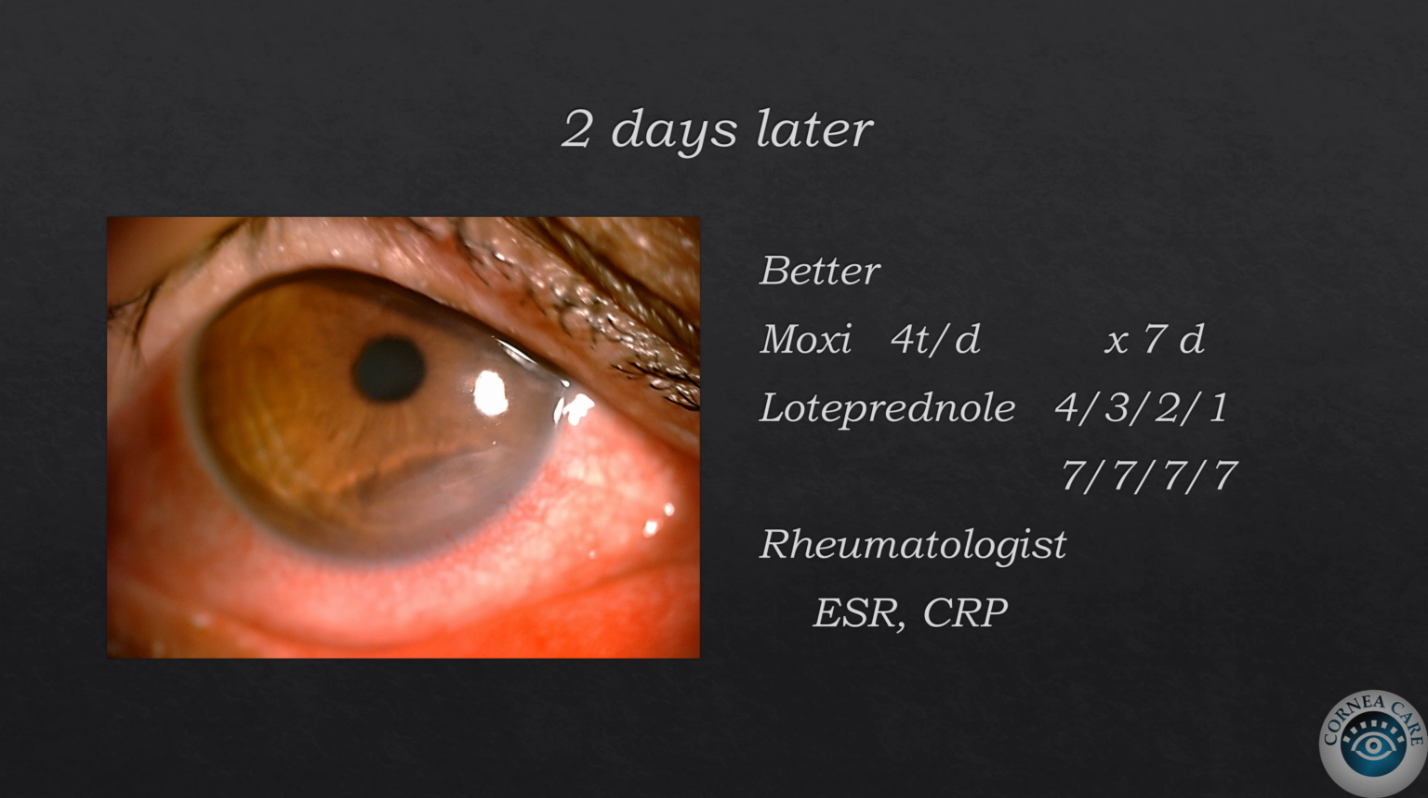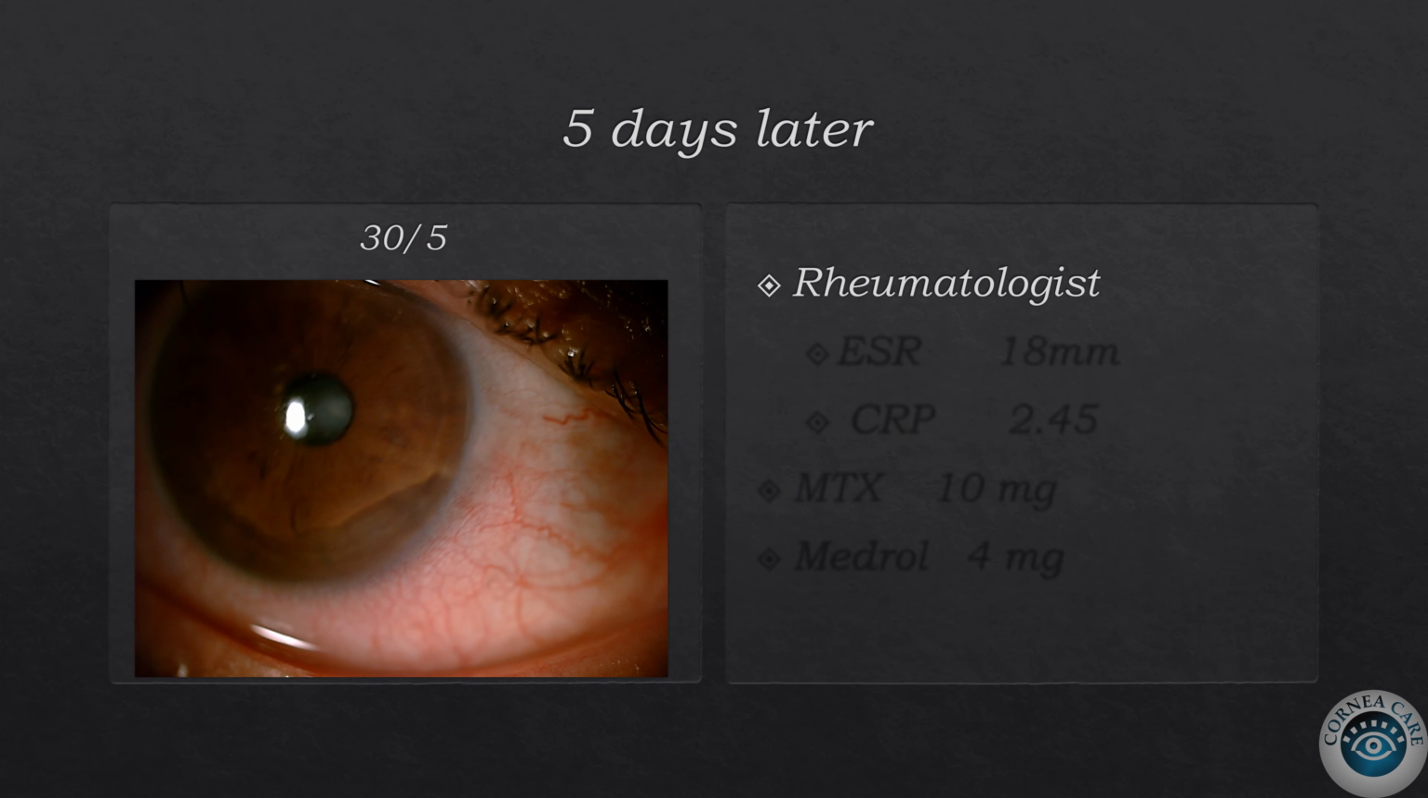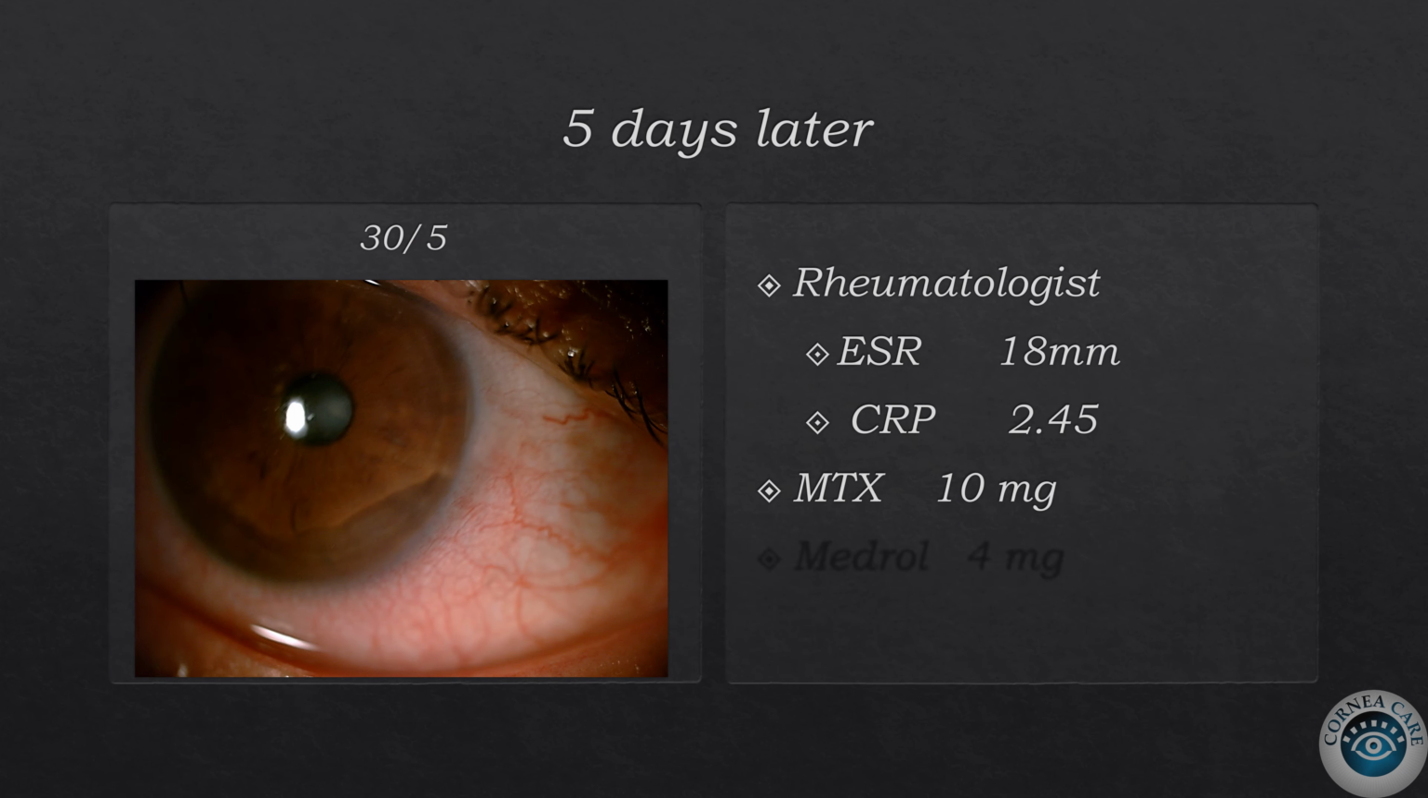Physician suggested ESR and CRP to assess his RA status. In 5 days, infiltrate resolved completely. His methotrexate was increased and a short course of oral steroids was given as these episodes signal that systemic disease needs to be better controlled.